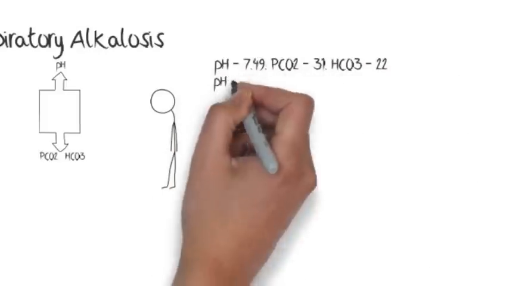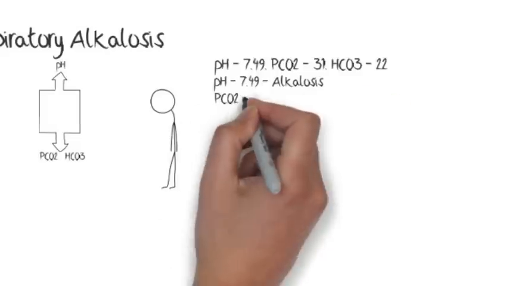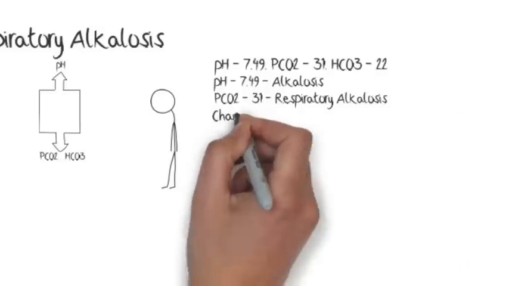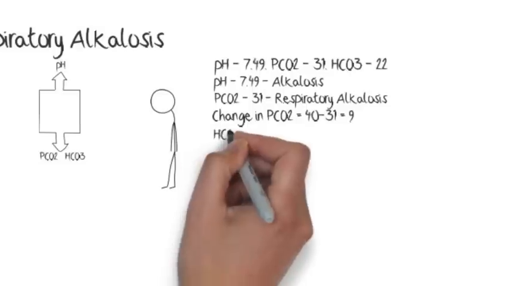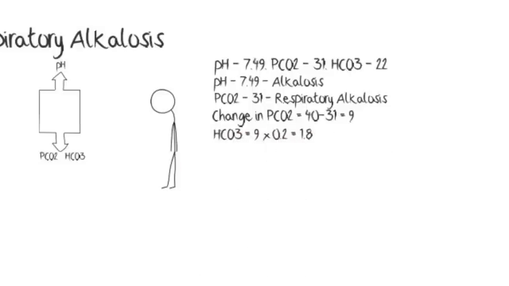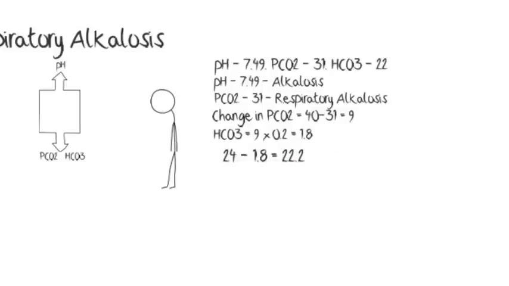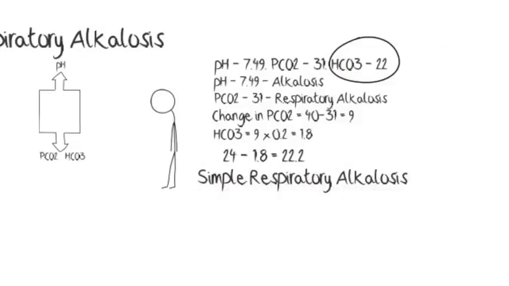This guy has high pH, so alkalosis, low PCO2, so respiratory alkalosis. Is renal compensation appropriate? is the question. PCO2 went down by 9. Acutely, if PCO2 decreases by 1, then bicarb decreases by 0.2. So bicarb should be around 22.2. Actual bicarb is 22. So this is appropriate compensation. So simple respiratory alkalosis.